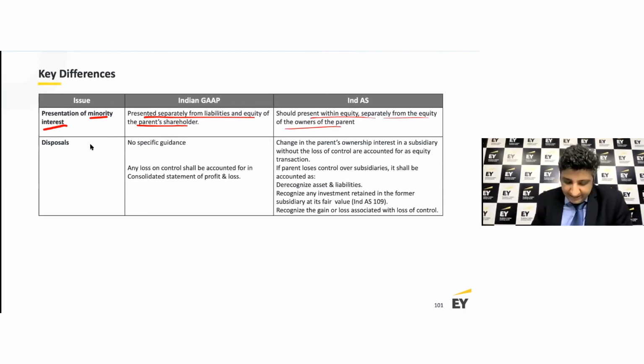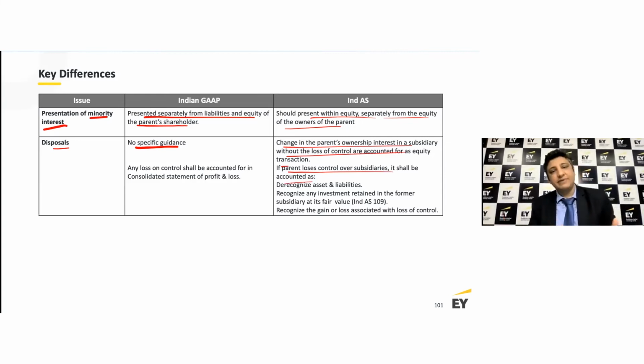And finally, as far as disposals are concerned, there is no specific guidance, but Ind AS is very clearly defining that whatever accounting that we had done, right, at the time of assuming control, you simply reverse that. You deconsolidate the moment control is lost, right? So you do recognize your assets and liabilities. You would recognize any investments if you're retaining back. You would recognize any gains or losses. Goodwill is gone, non-controlling interest gone, and all that stuff, right?